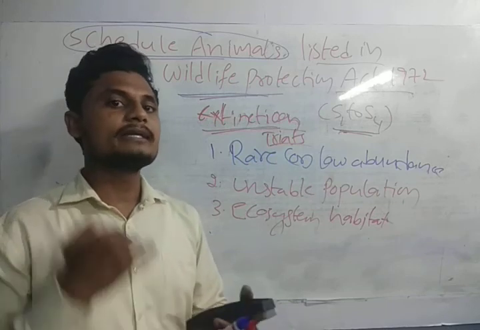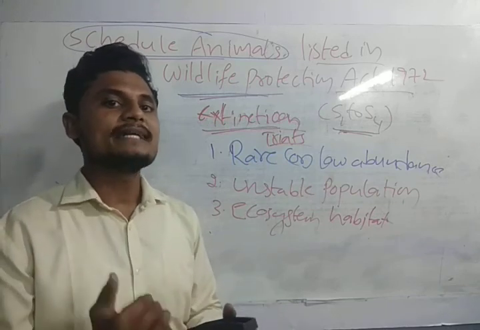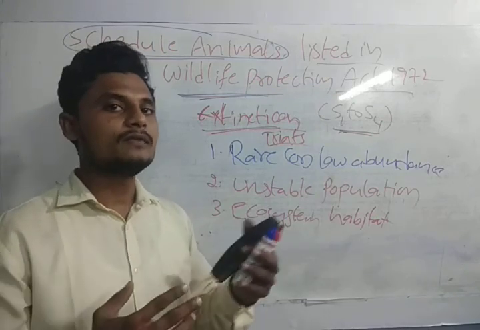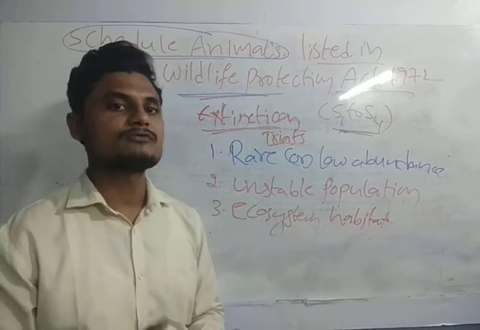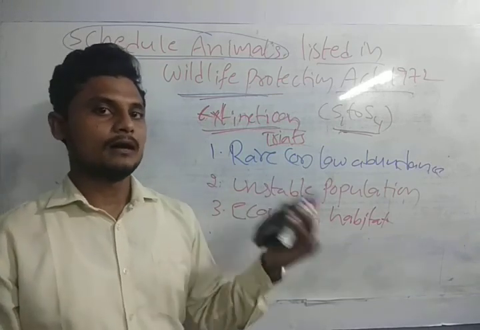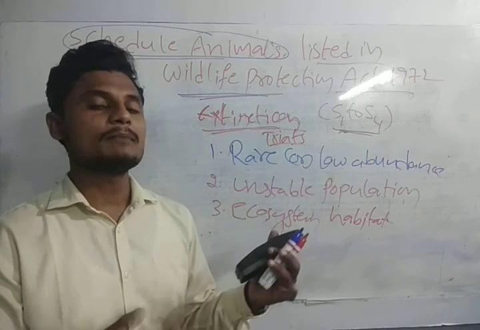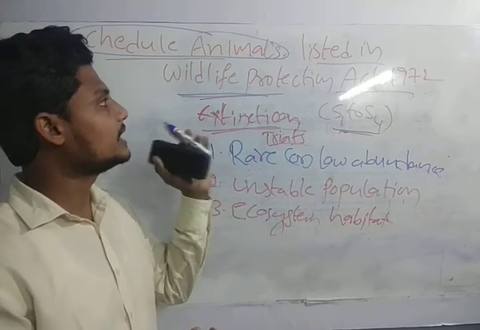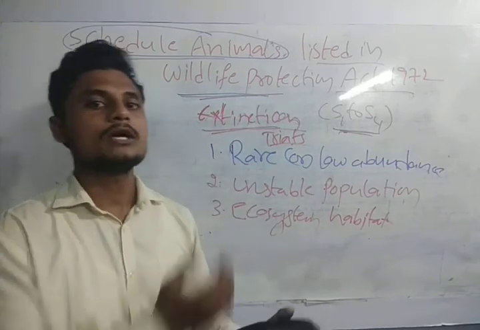And we come with the next session, that is plant diversity, guys. Our important topics: we are done with the three chapters in biodiversity. The first one is the importance of biodiversity. Second, we are done with Indian biodiversity, guys. The third one is the scheduled animals listed in the Wildlife Protection Act 1972. That is the third chapter, guys.